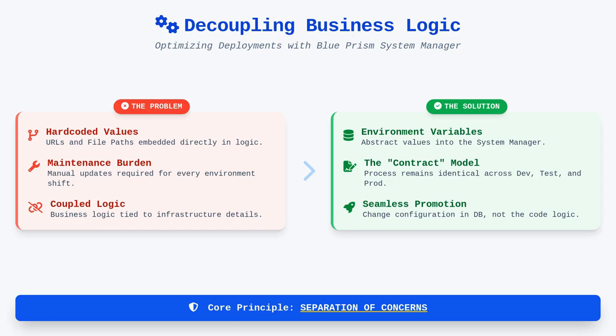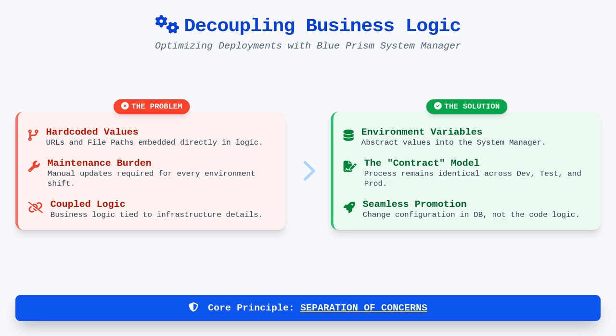When we automate business processes, we often encounter values that must change depending on where the code is currently running. If you hard-code a file path or a target system URL directly inside a process, you create a significant maintenance burden. Every time you move your code from a development environment to a testing sandbox or a production server, you would be forced to open the process, modify the data items, and save a new version. This is essentially a violation of the principle of separating concerns, as it couples your business logic with infrastructure-specific details.